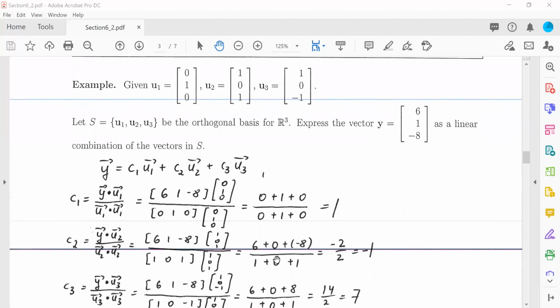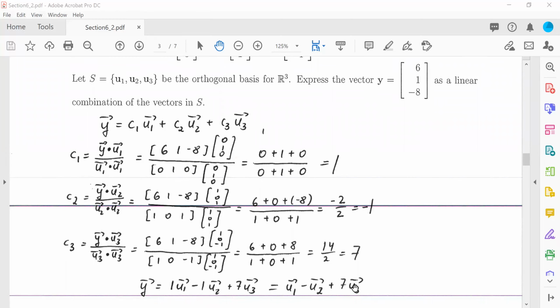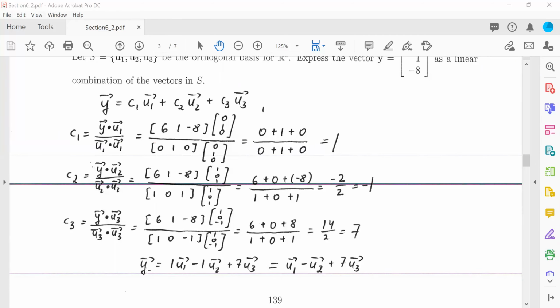And then we repeat this process for C2. That would be y dot product u2, over u2 dot product u2. Go ahead, pause the video and do the calculation. Do the same for C3, and we should get these weights. So we calculate the weights, so this is the number. Now we have that y is equal to 1 times u1 minus 1 times u2 plus 7 times u3, and that's what we have right here.